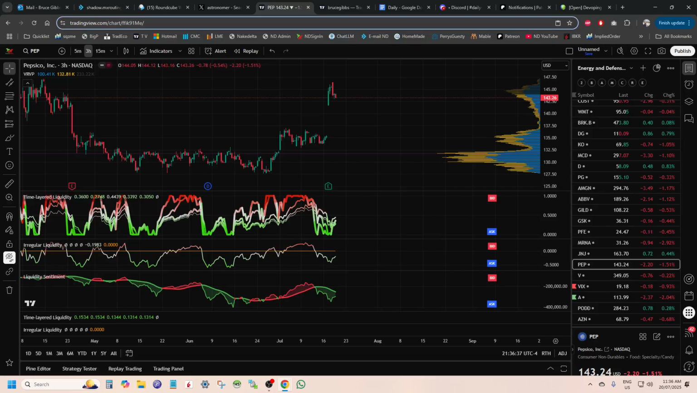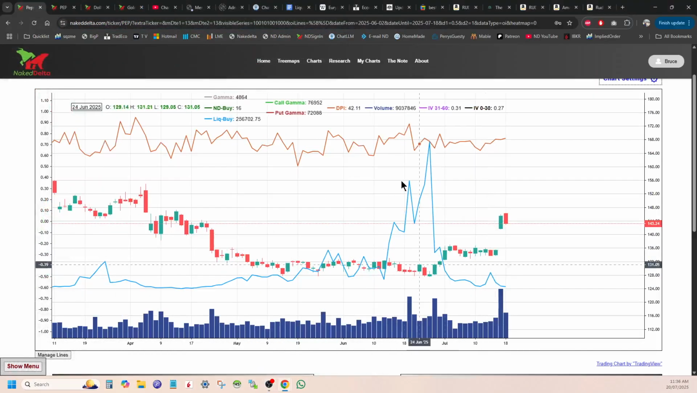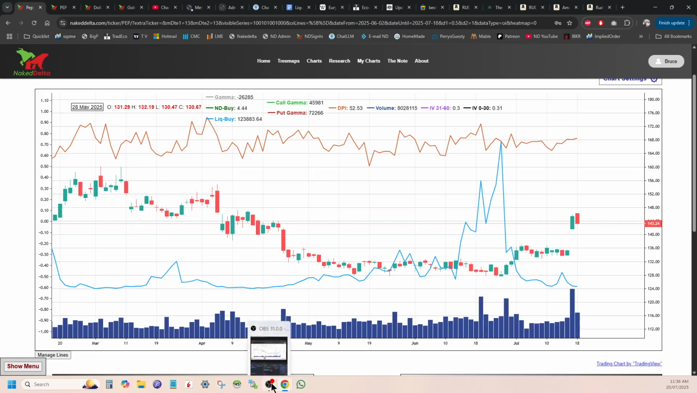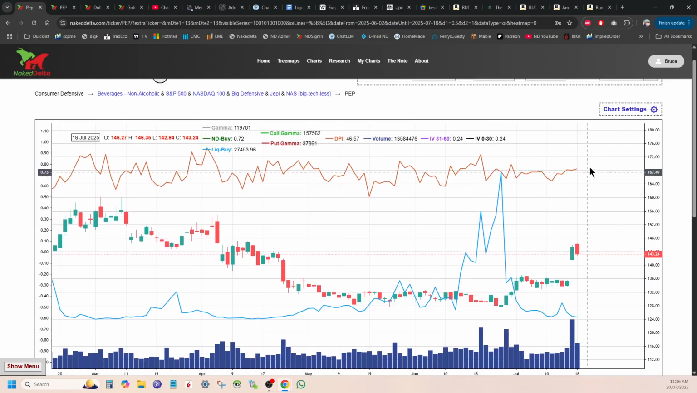If we just go and have a quick look at the open interest and the data that we supply on the NakedDelta site. Here I've got open DPI, which is buying and selling on the OTC markets.